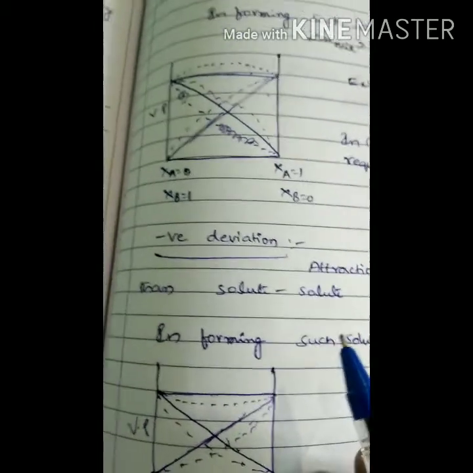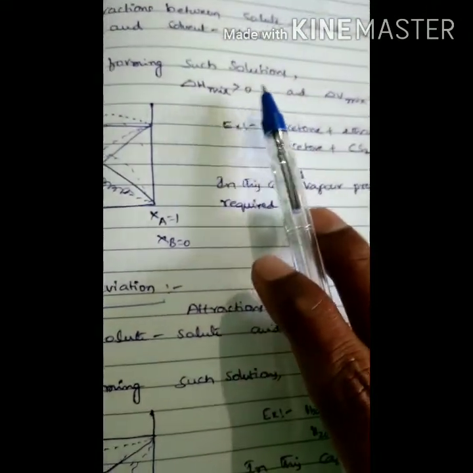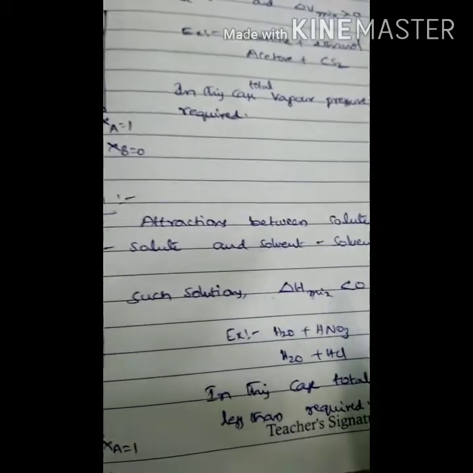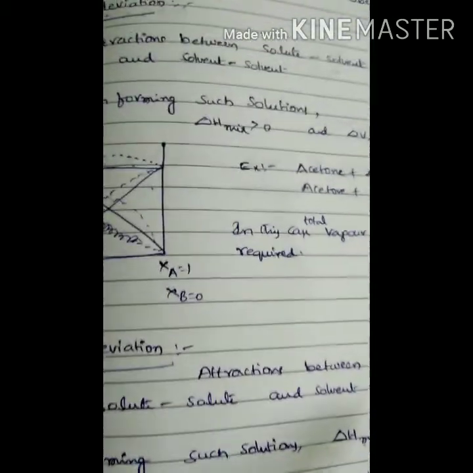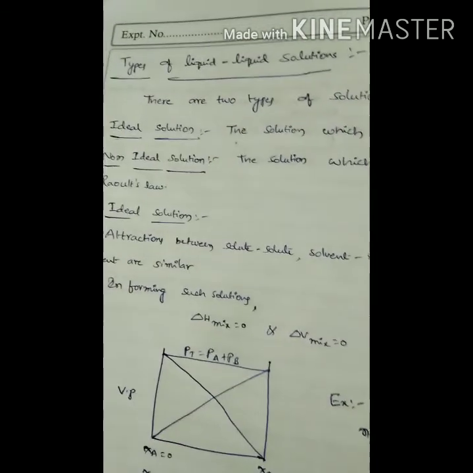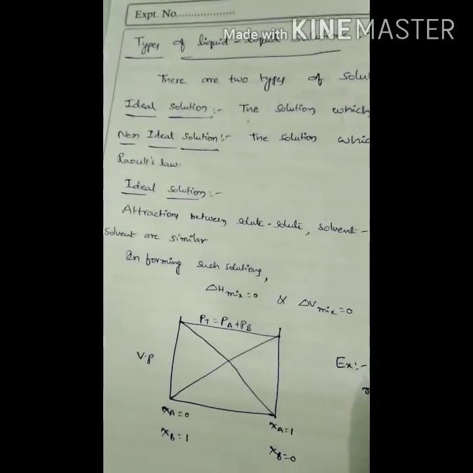Here you need not remember these graphs. Here you should remember the properties, that means delta H mixing, delta V mixing, and examples. These are very important. This is all about types of liquid solutions, nothing but ideal solutions and non-ideal solutions.